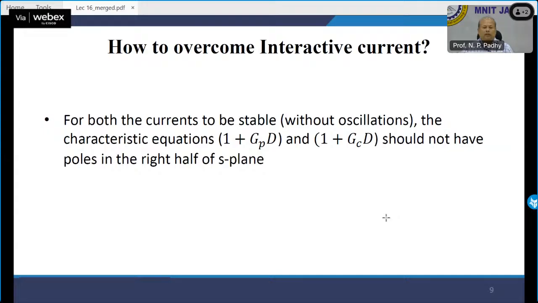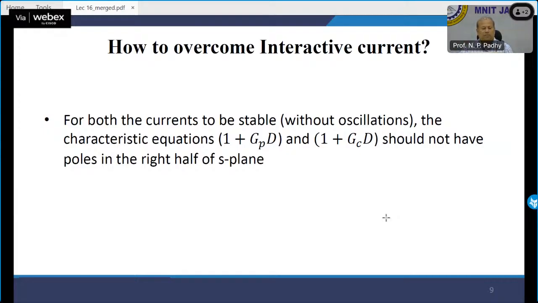So how do we overcome the interactive current? We want that interactive current to be nullified, am I right? We do not want anything to happen, especially the oscillating or circulating current to be nullified. Whatever the current comes must go to the common flow.